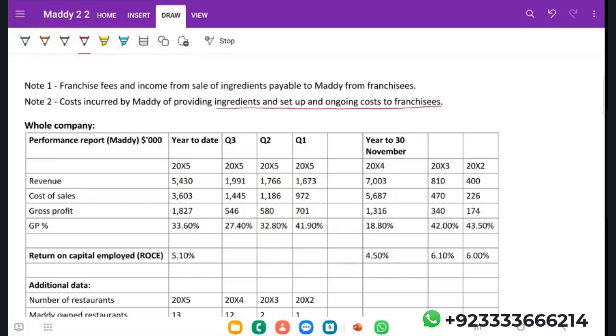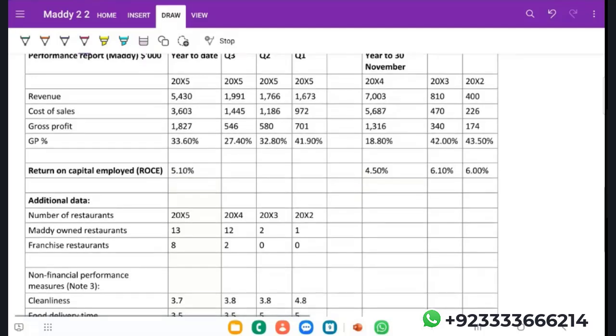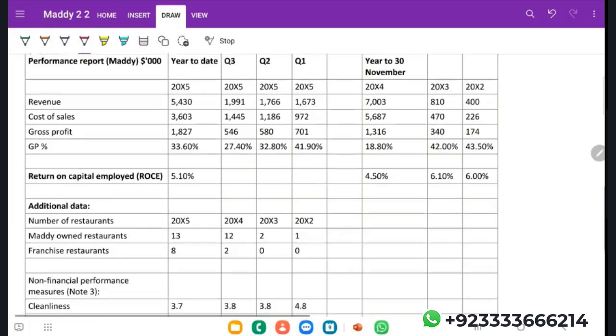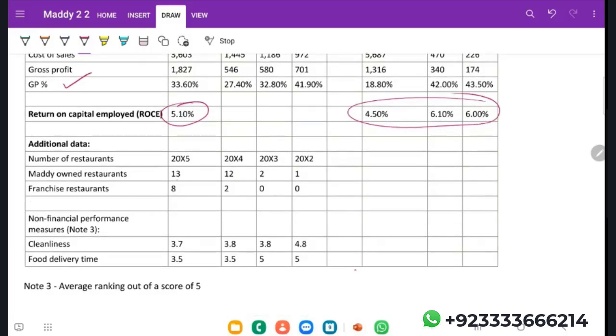And then this is the whole company, right? Whole company probably means restaurants and franchisees both. So they have given you overall revenue for 2002, 3, 4, and every year. So revenue is given, cost of sales, gross profit, and GP percentage. Return on capital employed is given here, right, which has been reduced.